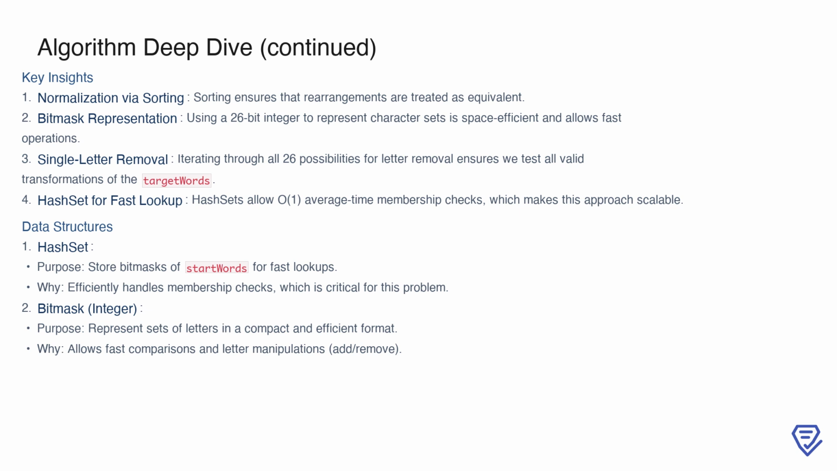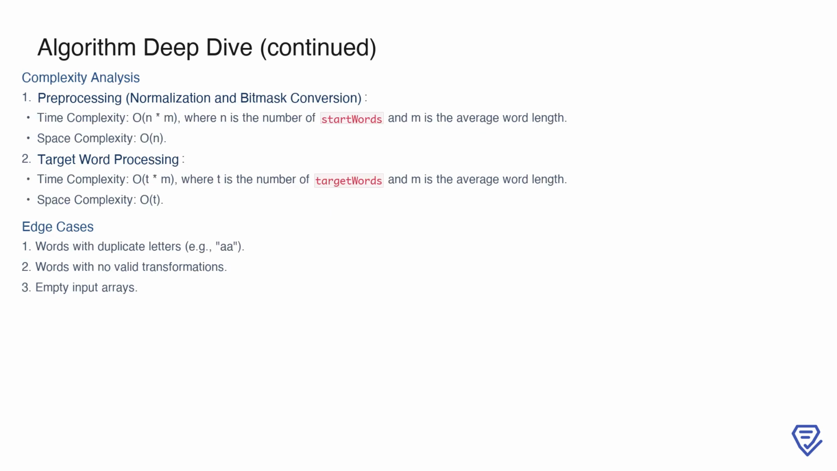As for the data structures, the hash set is pivotal for its fast membership checks, while the bitmask integers provide a compact and efficient way to represent and manipulate character sets. Now let's analyze the complexity of this solution.